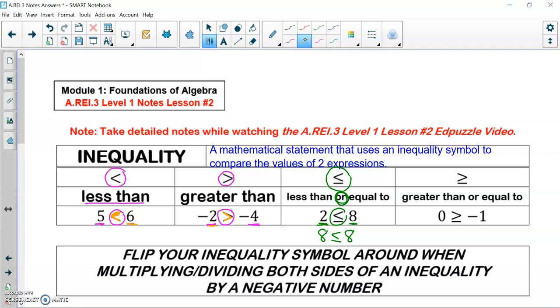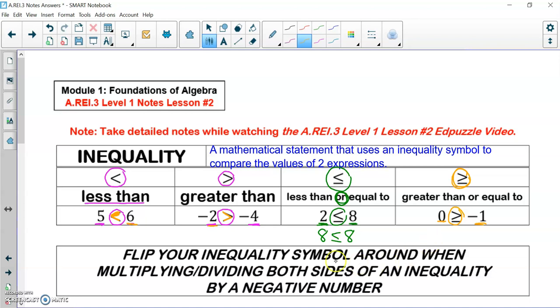And then the greater than or equal to symbol, if I have the number 0 and -1, well, 0 is greater than or equal to -1. In fact, 0 is greater than -1, so it doesn't satisfy the equal to portion of that statement. However, again, it does not need to satisfy both.